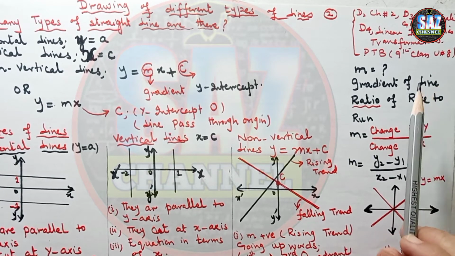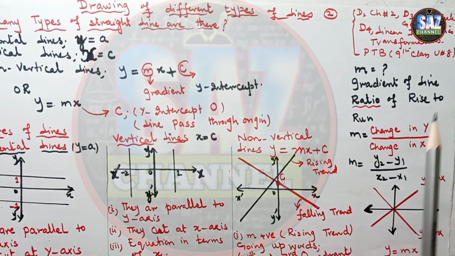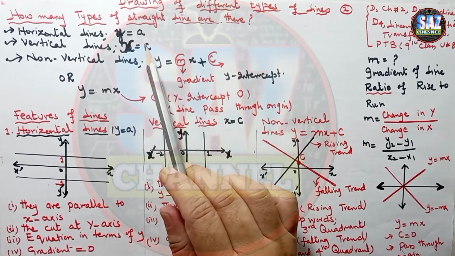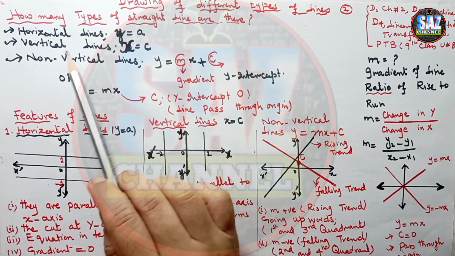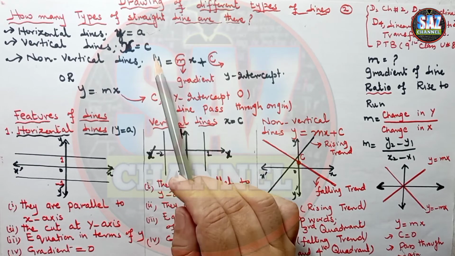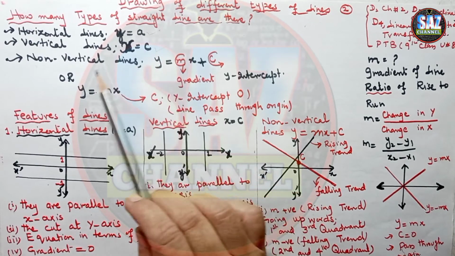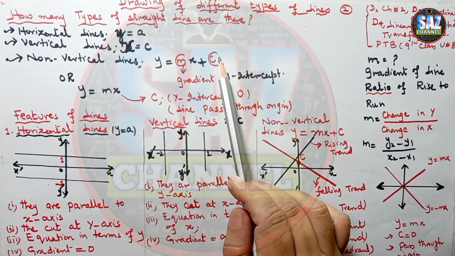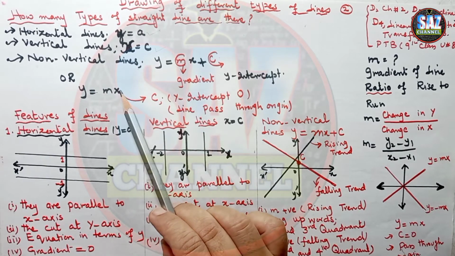So before going to the lesson, it's important to discuss how many types of straight lines there are. Basically, there are three different types of lines. The horizontal lines, they are in the form of y is equal to a. The vertical lines, x is equal to c. The non-vertical lines, y equals to mx plus c or y equals to mx.